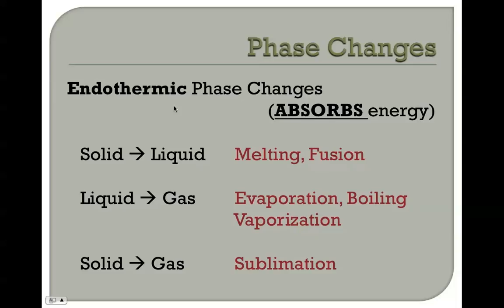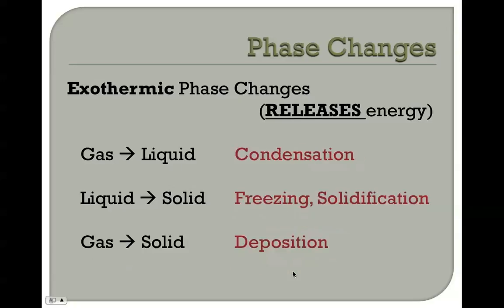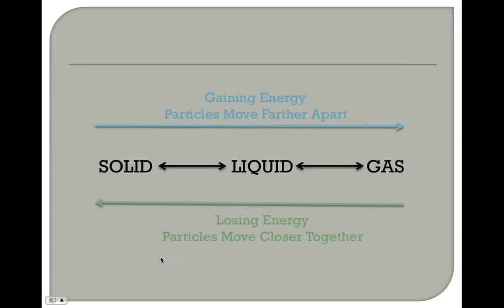So our endothermic phase changes, these all have to absorb energy. This includes melting and fusion, which is solid to a liquid, evaporation, boiling, or the more general term vaporization, which is a liquid to a gas. And then also you can have a solid go directly into a gas, which is sublimation. Exothermic phase changes are going to release energy when they occur, such as condensation, which is a gas to a liquid, freezing, which is also called solidification, which is liquid to a solid, and then also deposition, which is when a gas goes directly into a solid.